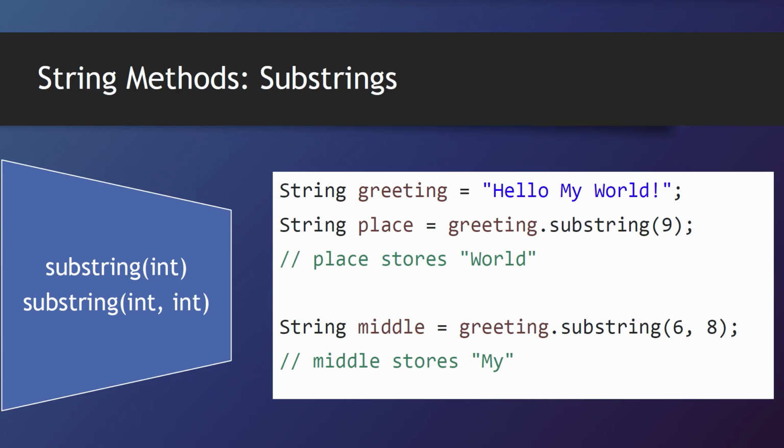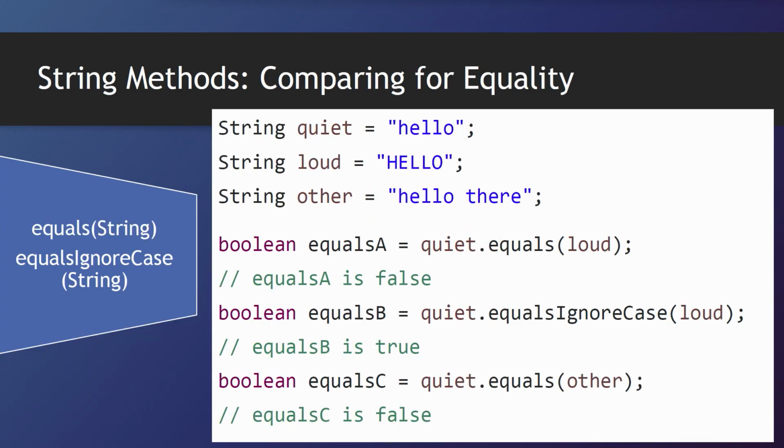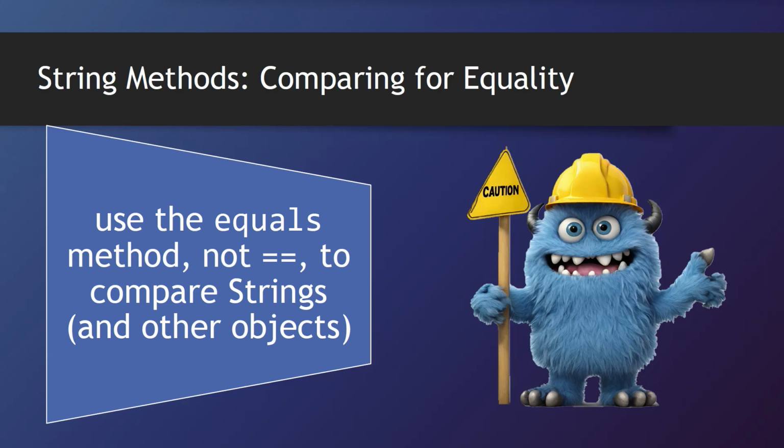To determine if two strings contain the same text, use the equals method. If you don't care about capitalization, use the equalsIgnoreCase method. In this example, invoking equals on quiet and passing in loud will return false because these two variables do not contain the exact text. Invoking equalsIgnoreCase will return true because if we ignore the capitalization, they do contain the same text.